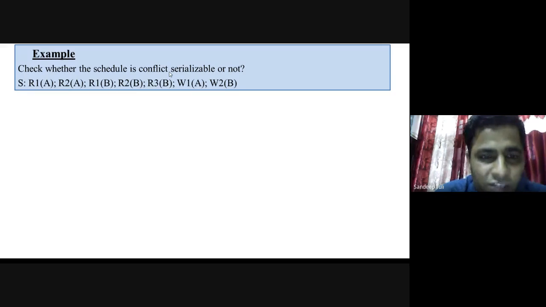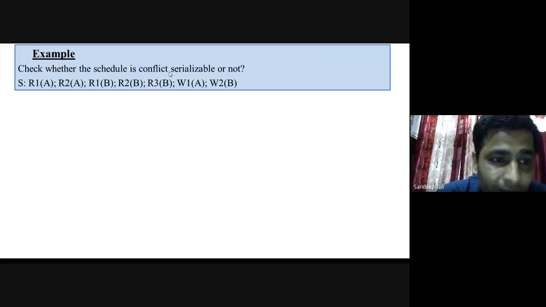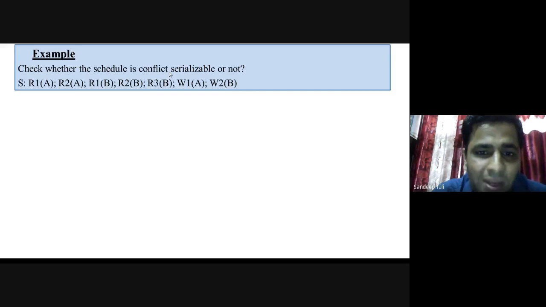This algorithm will be clear to you after this example. Okay, I will come back to this algorithm once we see the example. Now see the example. You need to check whether the given schedule is conflict serializable or not. Actually, the example is clear. The schedule is given.